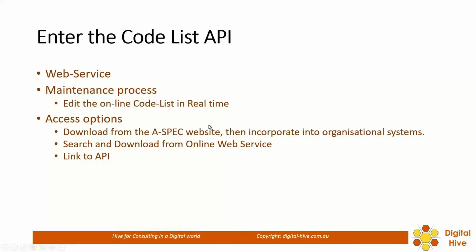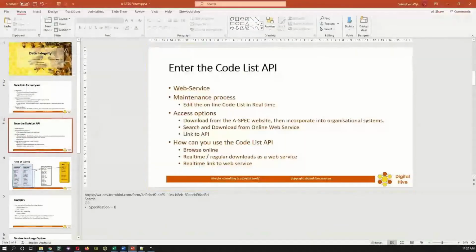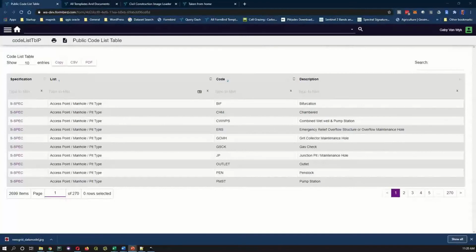Access options for that is that you can still download from the A-SPEC website and then incorporate into your system. You can search and download from the online web service, or you can link to an API. And at this point, what I'd like to do is show you the code list.